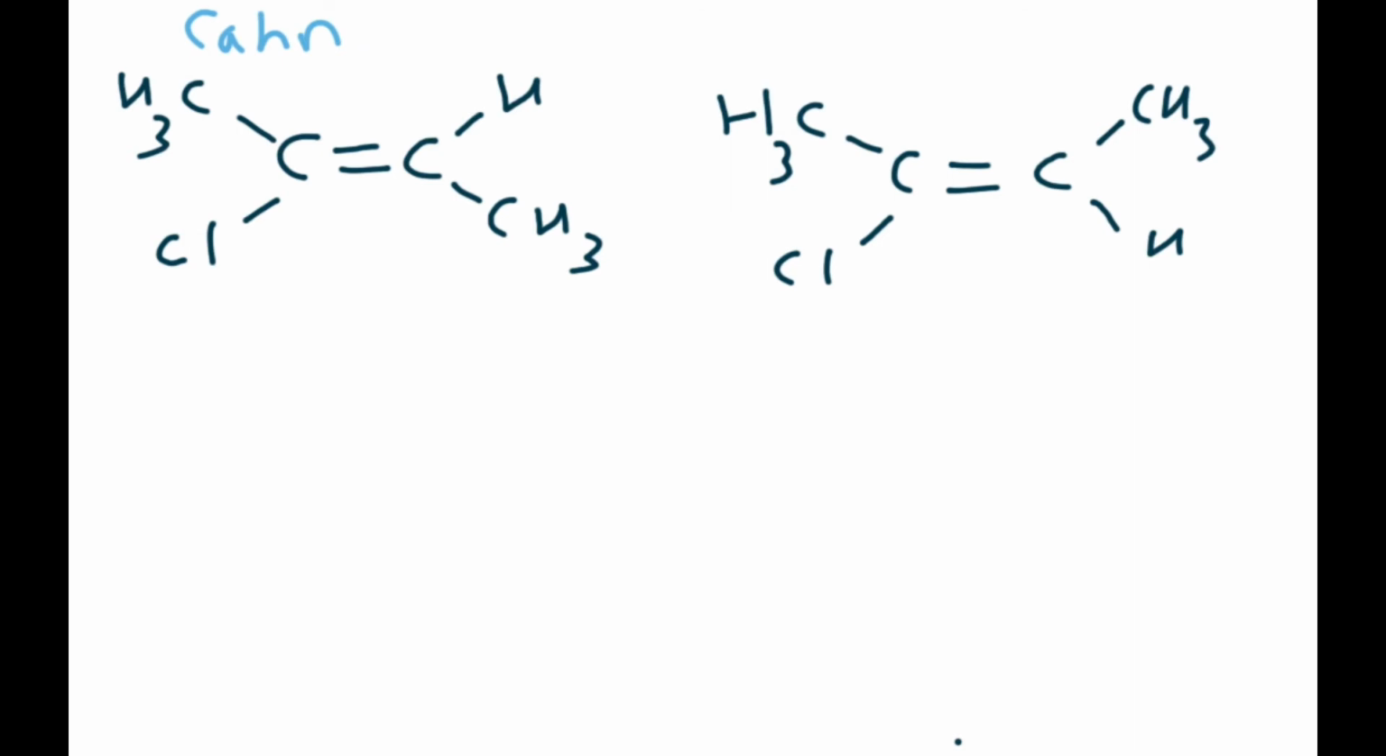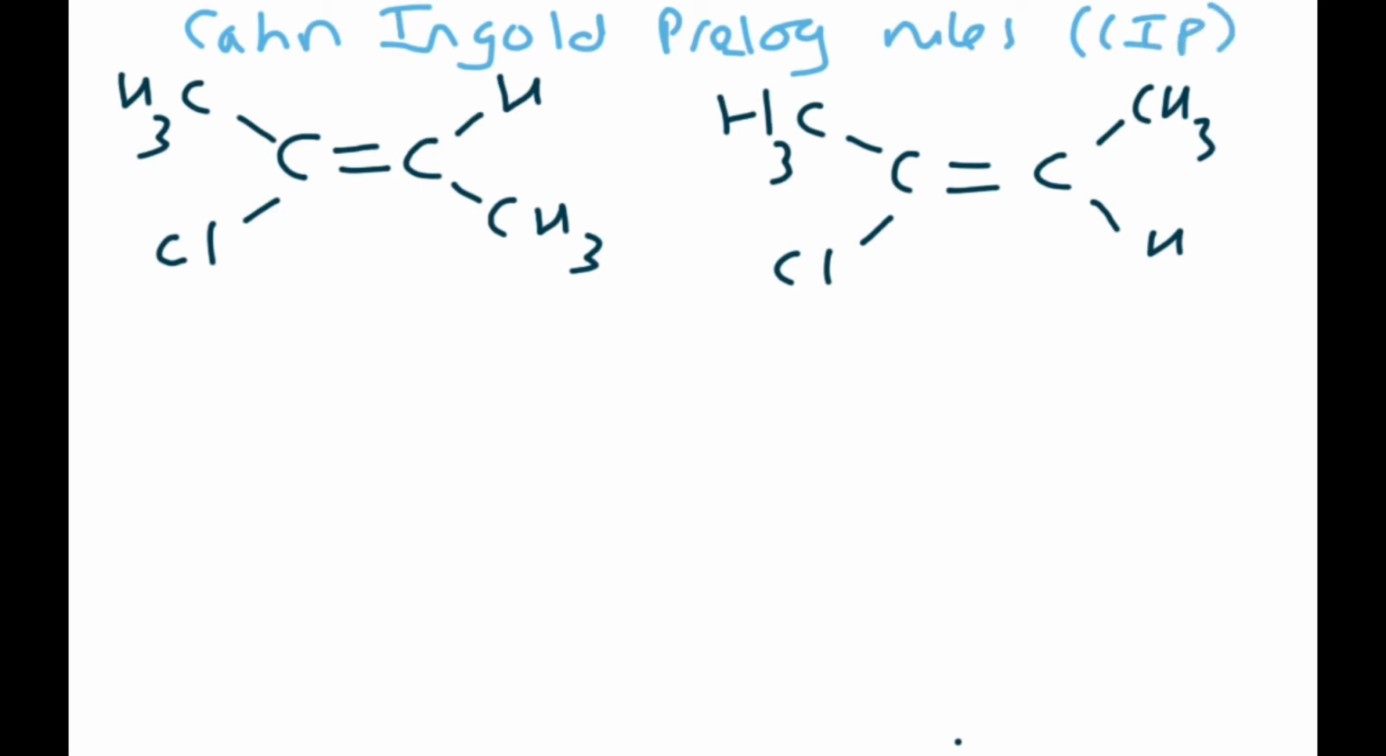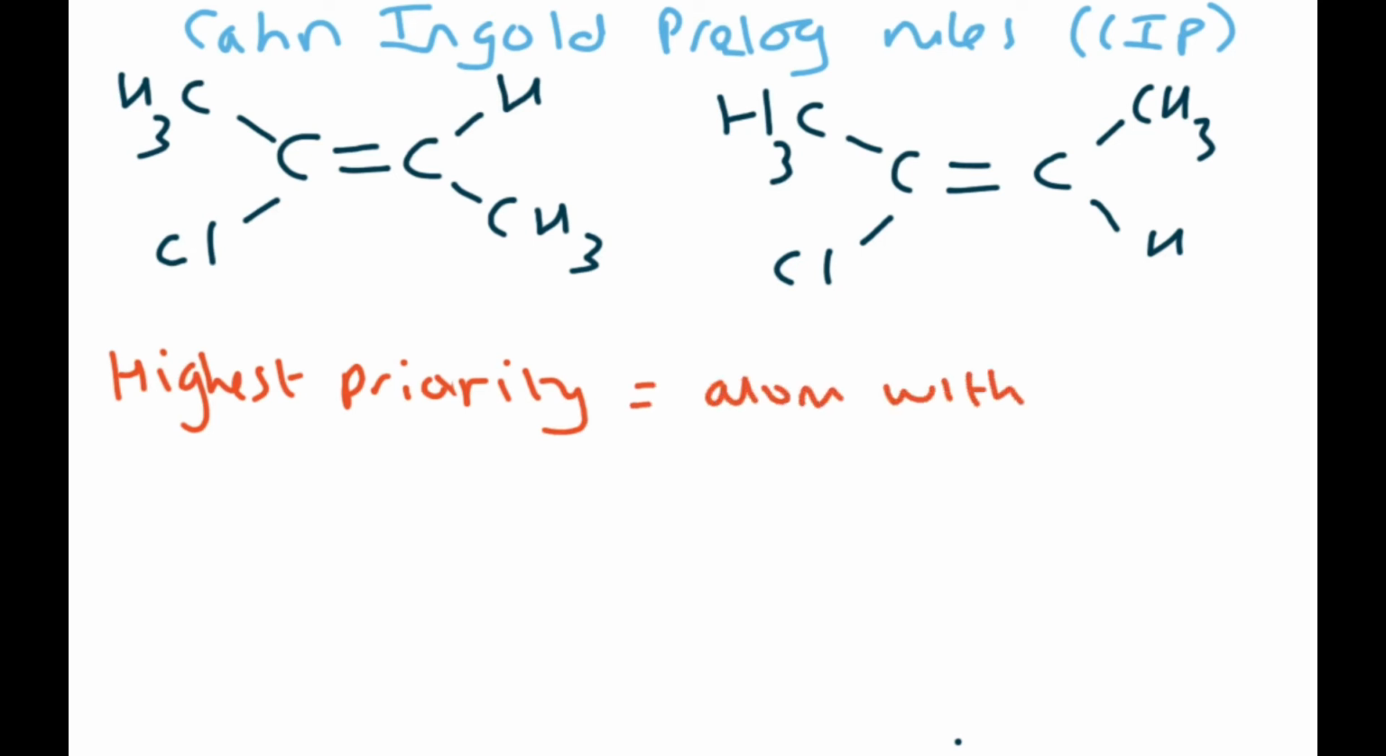Okay, now there's something called the Cahn-Ingold-Prelog rules for naming EZ isomers. They're called the CIP rules, okay? And this gives atoms priority. The highest priority goes to the atom with the highest atomic number. So the highest priority goes to the atom with the highest atomic number.